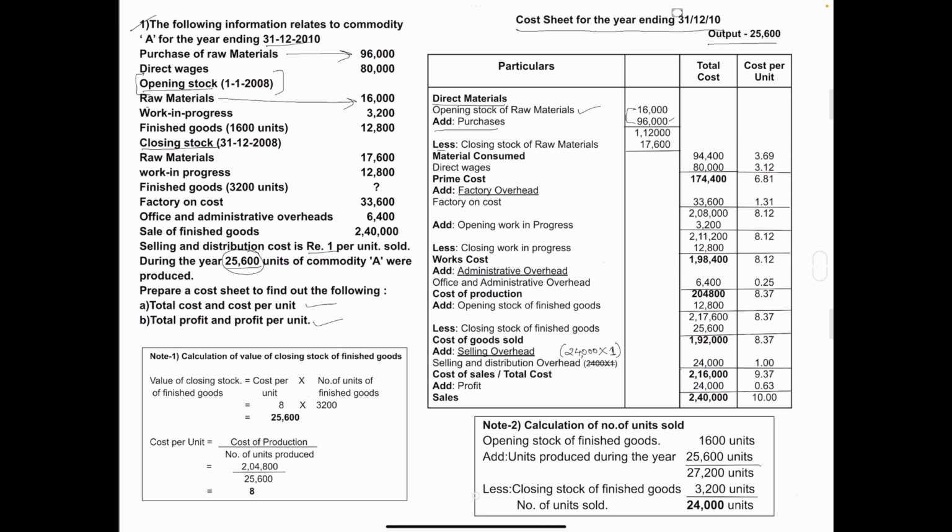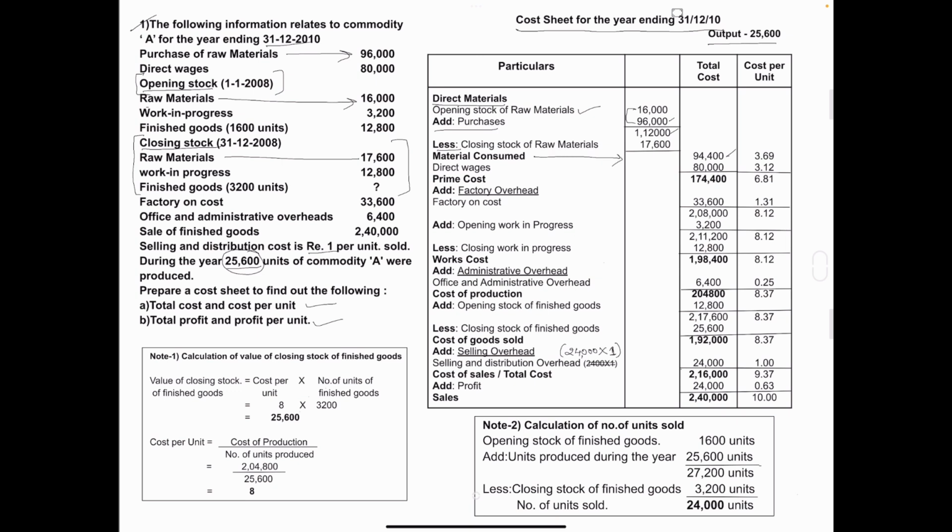Then less closing stock of raw material. Closing stock of raw material, closing information here it is. Closing stock of raw material is 17,600. From 1,12,000 minus 17,600, you will get 94,400, and that is called material consumed.